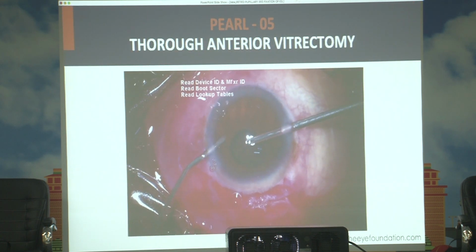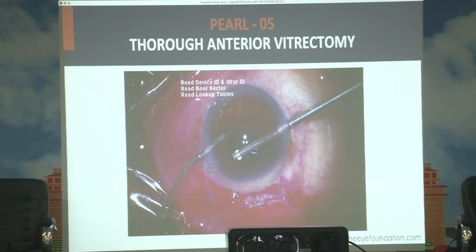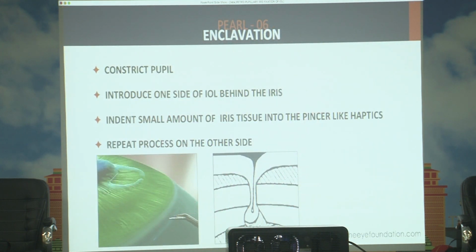Now, as far as anterior vitrectomy is concerned, before you plant your IOL, you need to do a good anterior vitrectomy. You inject triamcinolone to see that there are no vitreous strands, and definitely top it up with a YAG PI. Although, if you have done a good vitrectomy, there are some who would question what is the role of a YAG PI.